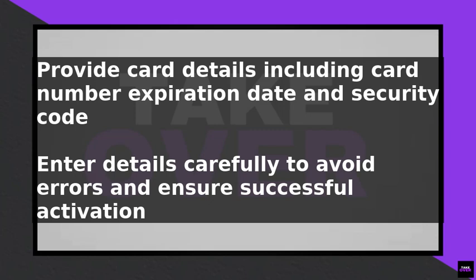Once you have completed the activation process, you will receive a confirmation message indicating that your credit card has been activated. You can now start using your credit card for purchases. And you can also set up additional features such as mobile payments and transaction alerts through the RBC mobile app.